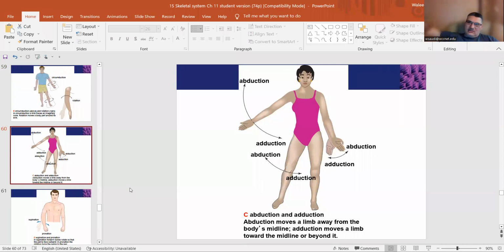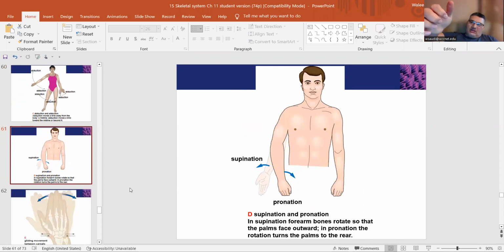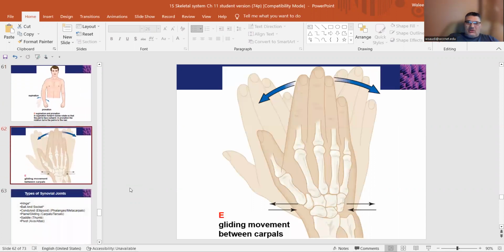You can do like this. You can move away. We call it abduction. We can move in. We call it adduction. You can move your forearm like this, pronation, and you can move it like this, supination. So there are a lot of different types of movements that are allowed for what? Synovial joint. Synovial joint between the long bones.